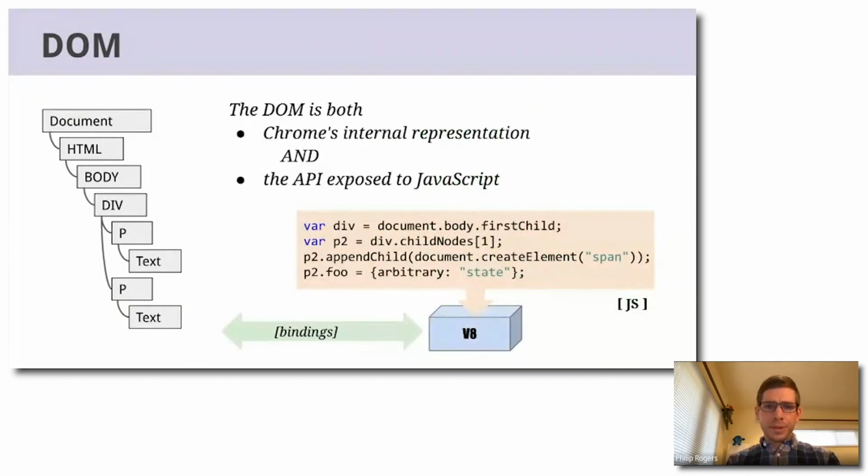So the DOM serves double duty. It is both the representation of the HTML that the web author specified, but it's also the API that is exposed to JavaScript. So JavaScript by itself has no rendering ability. There are no graphics APIs in JavaScript. So the only way JavaScript can change things on the page is through the DOM. And we have what's called bindings. This is the link from the JavaScript programming language to the C++ objects we have in memory.